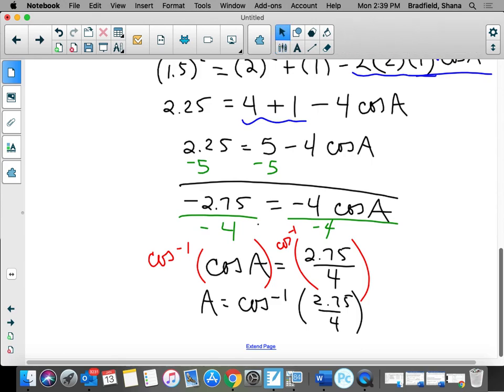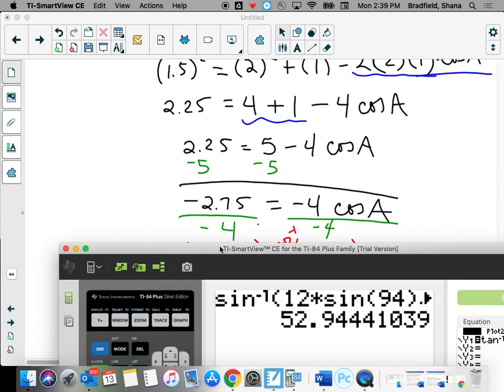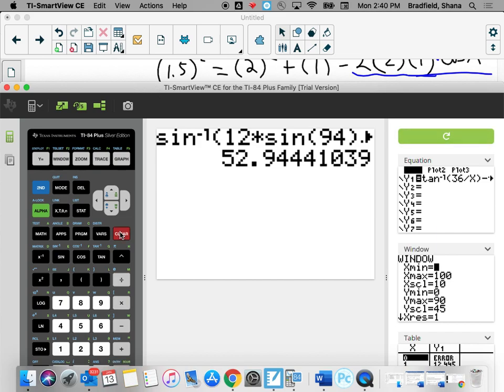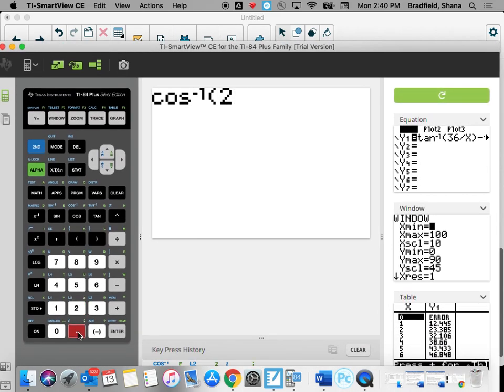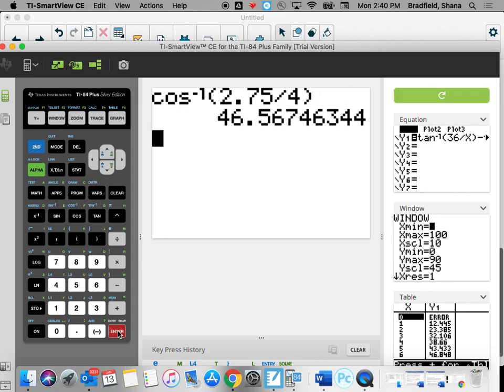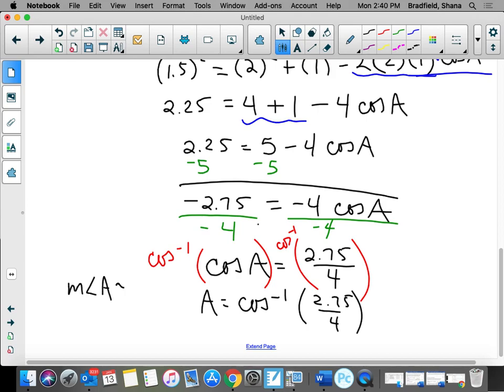All right, so now I get to use my handy dandy calculator. Oh, it's under there. Okay. And we're going to do inverse cosine of 2.75 divided by 4. And so that's our angle. It's about 47 degrees, angle A is. And that's our answer.